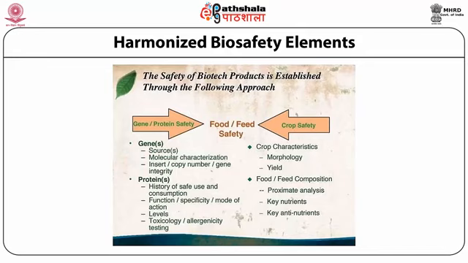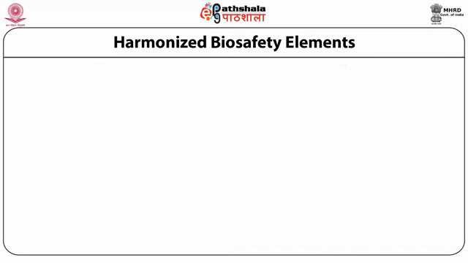For crop safety, the transgenic plants should not have a different morphology or yield. In a sense, yield can be increased, but it should not go down, as that will defeat the purpose. In feed composition, proximate analysis, the nutrient composition is analyzed, and the anti-nutrient composition is analyzed. And all these things will form a basis to say whether transgenic plants are safe or not.